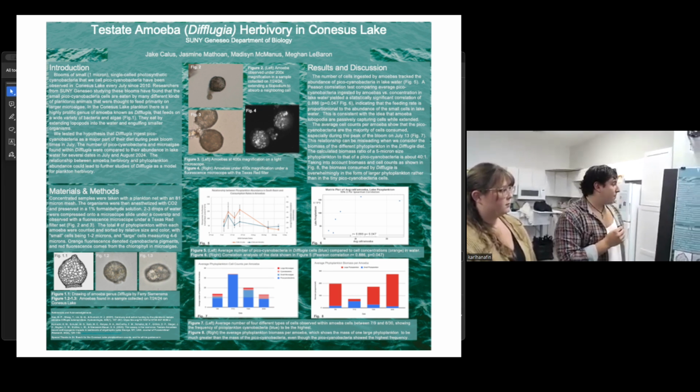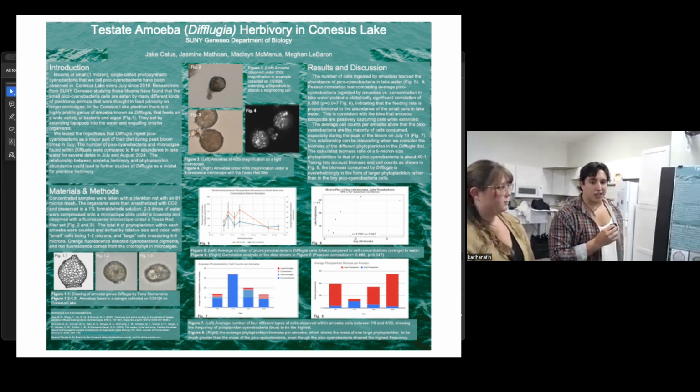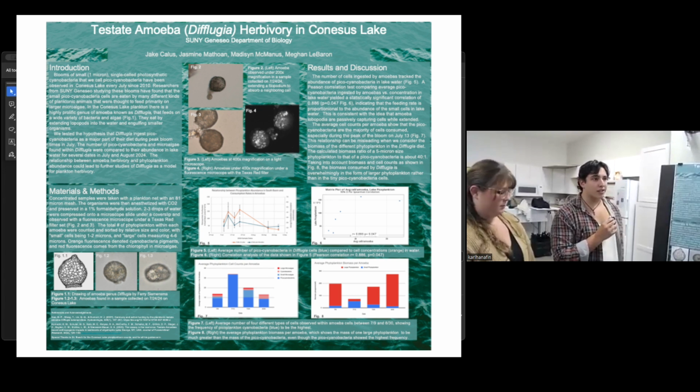We tested the hypothesis that the Difflugia are ingesting these tiny cyanobacteria, which are in the same group as the cyanobacteria which cause harmful algal blooms, also known as blue-green algae. The number of these tiny cyanobacteria and microalgae were compared to their abundance in the lake, and we hypothesized that the amoebas could be used as a model to predict the phytoplankton abundance in the lake.